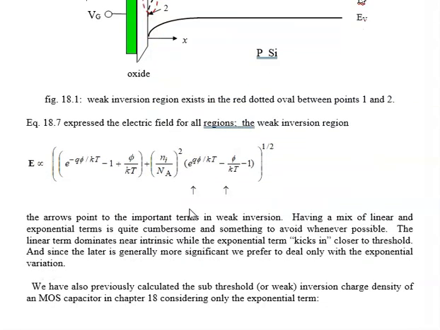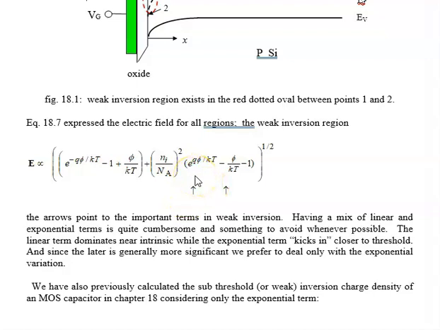So if we go back to, again, this is chapter 18, and we look at the electric field for the entire region. Remember, we solved the Poisson's equation and we found the electric field. This part involves negative band bending, so this is accumulation. These three terms involve a situation where phi is positive, and this is the region that we're going to be interested in. You notice the symmetry, which is kind of nice.